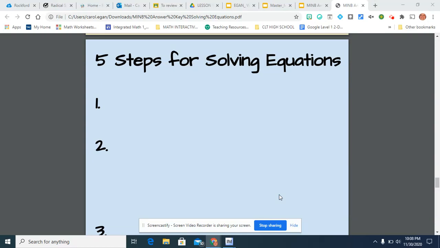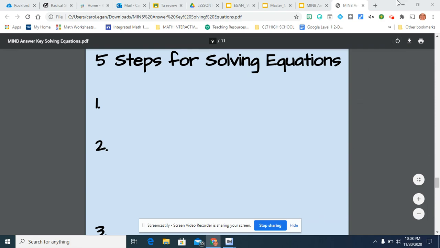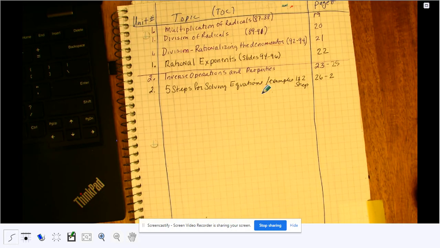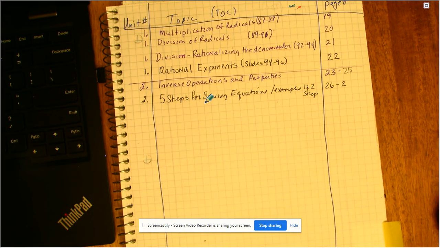Okay, today we continue our foray in the second unit, solving equations or linear equations in one variable. So your TOC for today, unit 2: 5 steps for solving equations, examples for 1 and 2 step equations. And we're going to start on page 26. And I think we may only need 27, but I wanted to leave that open because we may wind up going on to part of 28. Okay, so that's your TOC. Let's get that written down.